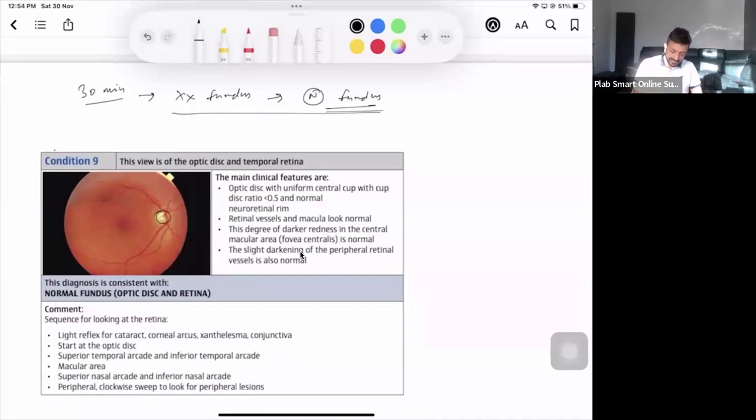I can see the disc. It's a bit pale yellow in color. I can see the optic disc cup ratio is normal. I can see the vessels originating from the disc. They are normal in caliber. Macula on the other side looks healthy. So most probably it is a normal fundus. So this is something that you need to verbalize. You need to say a couple of lines. Just don't say it's normal. Say a few lines. That's how it's going to be.